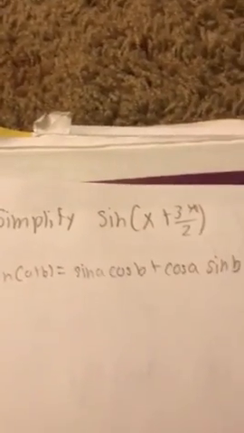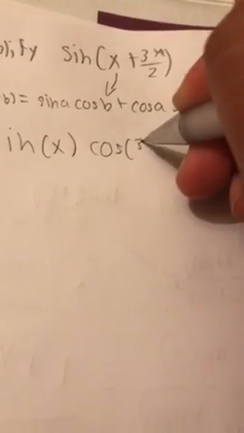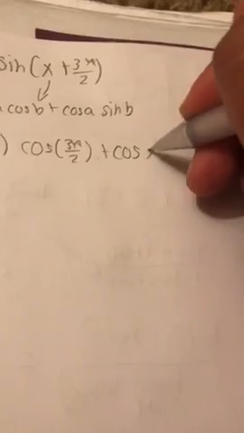For our next problem, we're simplifying sine of x plus 3 pi over 2. And what you're doing with this one is you're plugging it into this equation. And when you plug it in, it should be sine of x cosine of 3 pi over 2 plus cosine of x sine of 3 pi over 2.